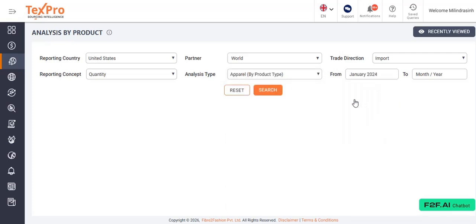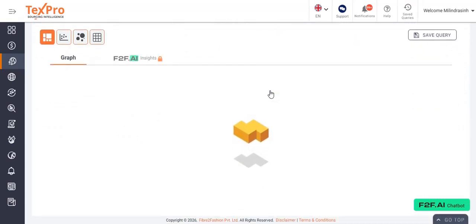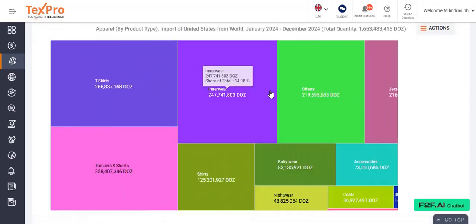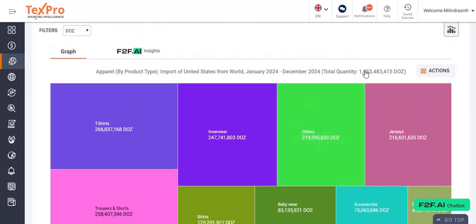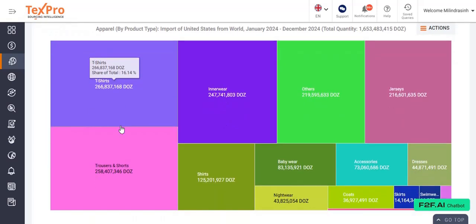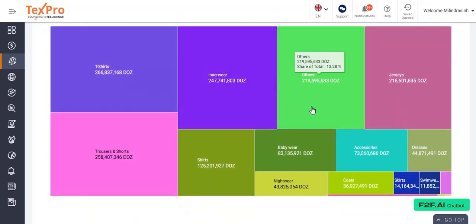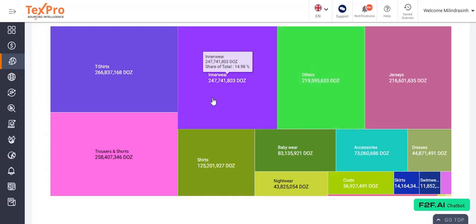And let's take the timeline as the year 24, just to give you an example of how the data will look like. So this will give me the total apparel imports of US in terms of volume for the year 2024. The total value is mentioned in the title of the chart, around about 1.6 billion dozen pieces imported. The breakup now is in terms of product type that we have selected. So the largest product category is t-shirts, followed by trousers and shorts, then innerwear, and so on and so forth, along with the value and percentage share.